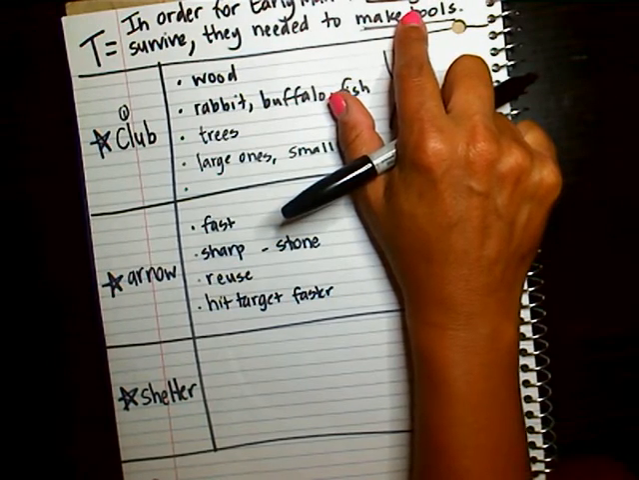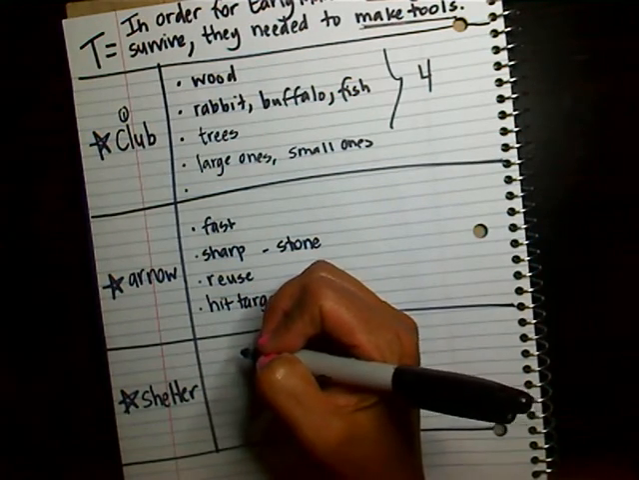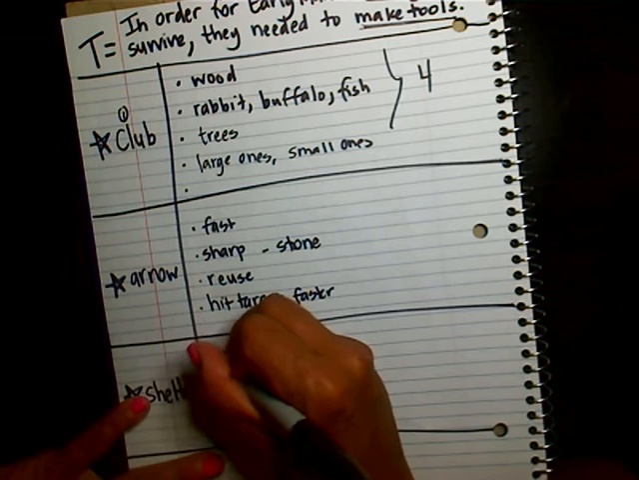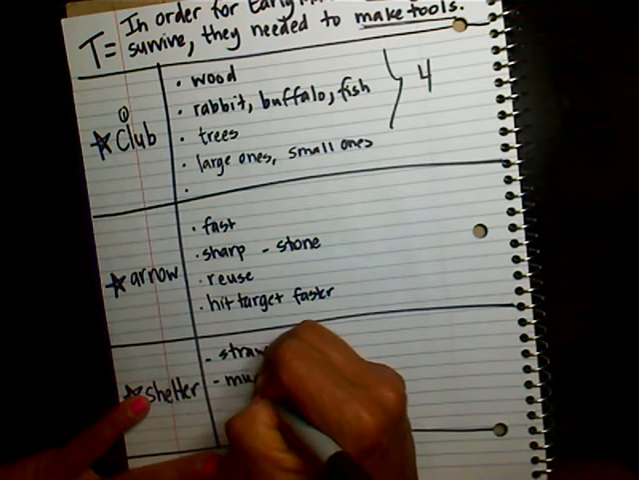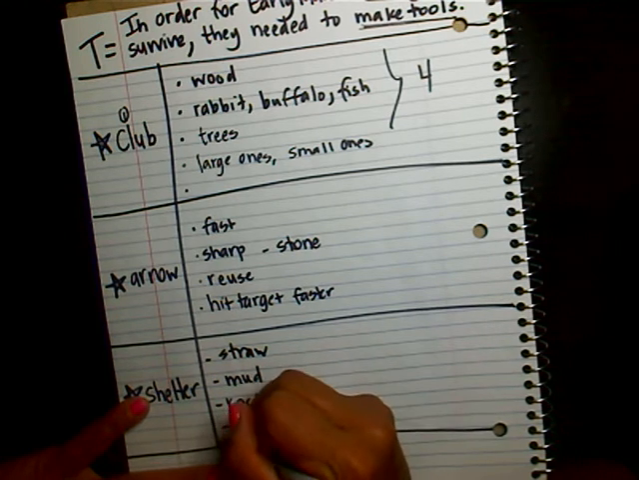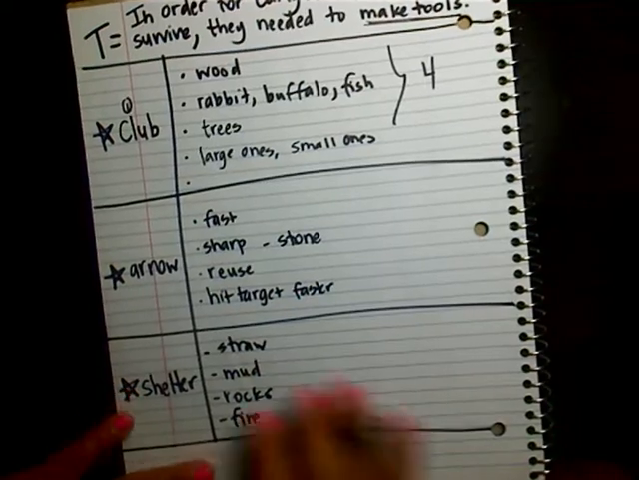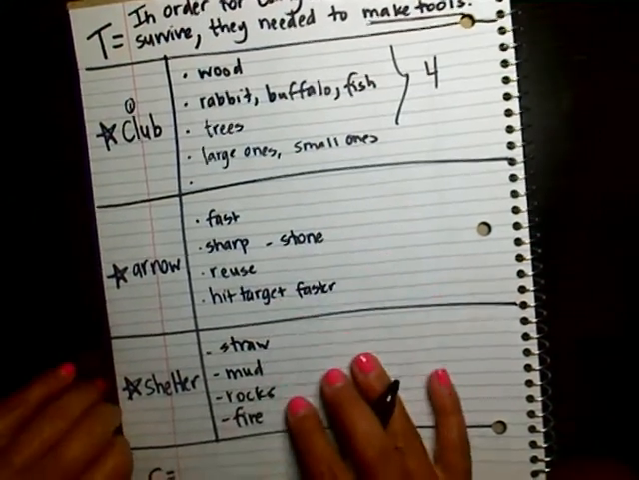period. All right. And then I'm going to talk about shelter, because that is a tool. Could you imagine if they didn't have a place to stay and they made it out of straw, and they made it out of mud, and they made it out of rocks, okay, and they had fire, okay, and I can fill this up. The more ideas I have here, the better, okay?